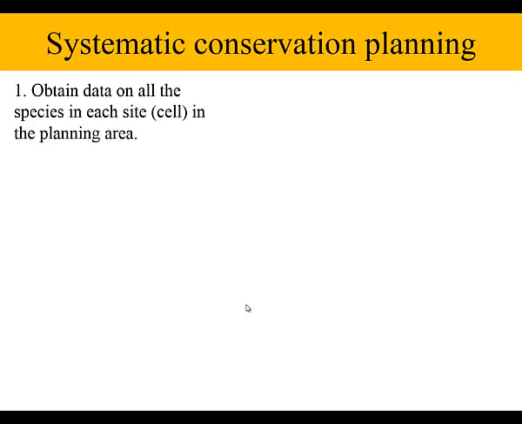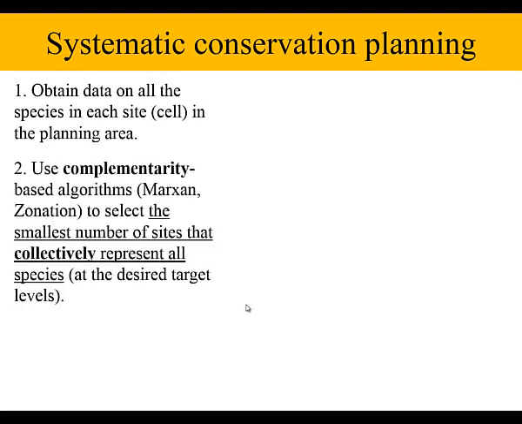So the idea of systematic conservation planning with the particular goal of trying to represent all the species in a planning area is one would start by obtaining data on where those species are. So for each site, we get a list of the species. We use some algorithms. These are two software packages. MarkSan, the actual algorithm, is called Simulated Annealing. Zonation uses what they call a reserve stepwise heuristic. But these are just algorithms that select sites based on their complementarity, meaning how much does any new site I add to the solution add to the species that are already represented in the solution.